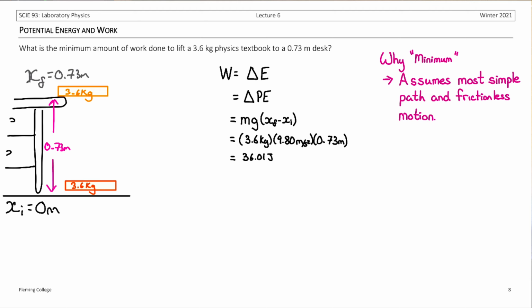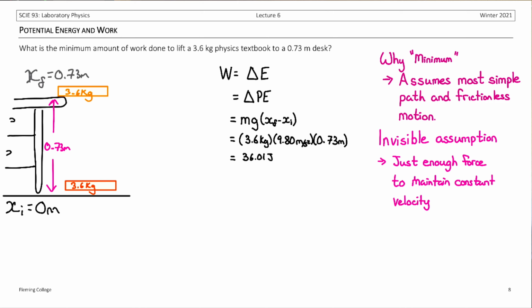One of the assumptions made that's not well visualized here is that we've applied just enough force to keep a constant velocity. If you decided you wanted to apply much more force to attempt to do the job more quickly, then you'd be applying force to accelerate the book up, but as you came closer to the top of the desk, you would have to apply force in the other direction to slow the book back down.